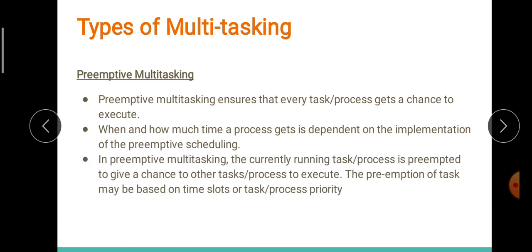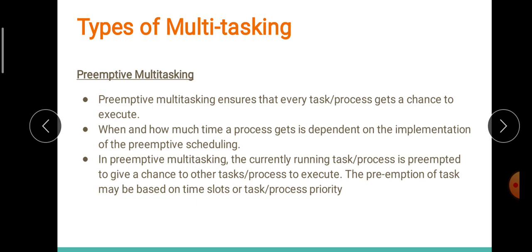In this kind, the currently running task is preempted. This is very important: it is preempted to give a chance for the other task to execute. And this preemption of a task may be based on time slots. As I have said, suppose I am executing task 1 for 10 minutes. After 10 minutes, I switch to task 2. Again after 10 minutes, I switch to task 3 for 10 minutes, coming back to task 1. So it may be on a fixed time slot, or else it may be based on priorities. Among these 3 tasks, suppose task 1 has the highest priority.